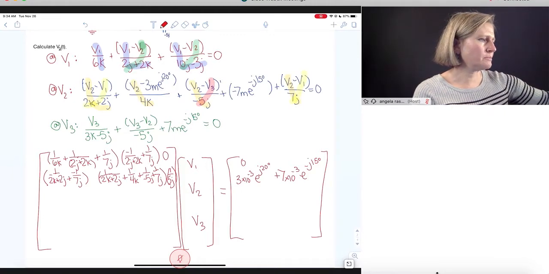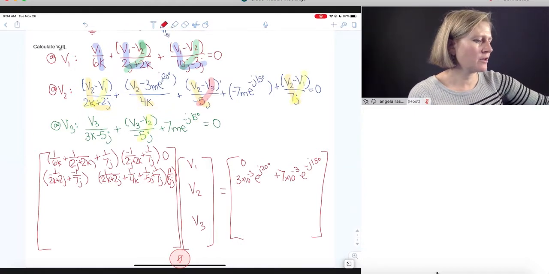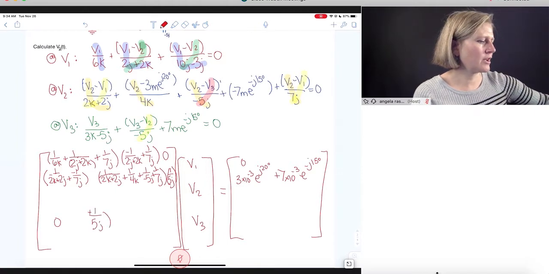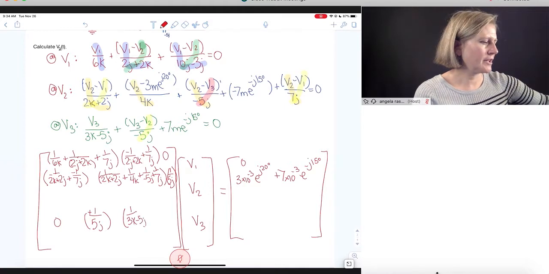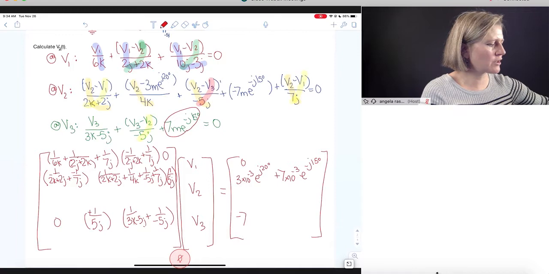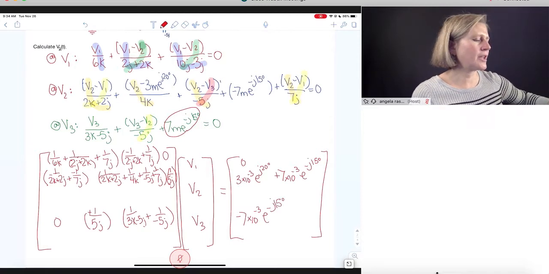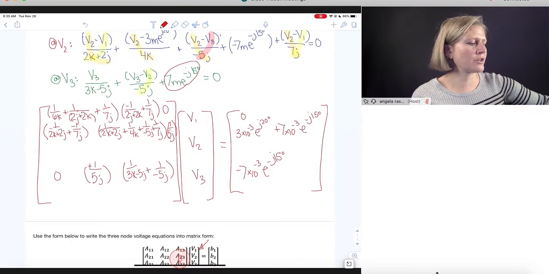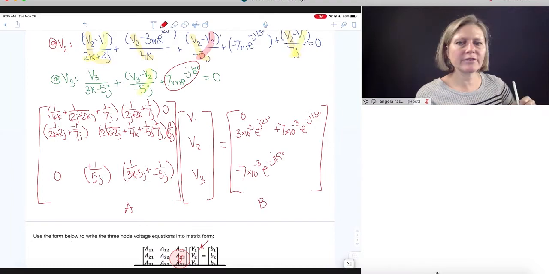The third equation, we don't have any V1 terms. V2 we have here, so a minus over a minus again becomes a plus, so 1 over 5j. And then for V3, we have 1 over (3k minus 5j), and then a 1 over minus 5j. And then we have the constant, which we need to take over to the other side. And we set up our matrix to look like this. Once we get the matrix form, we're going to call this our A, and this is our B.